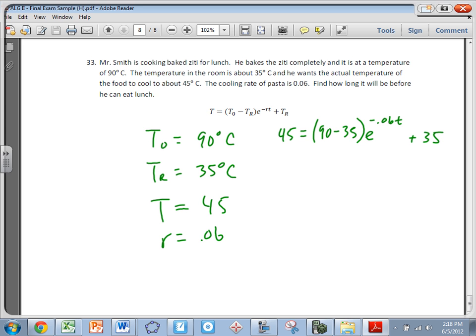This is called Newton's law of cooling. You will use this many, many times in any science and engineering background. You can also show where this law comes from in calculus, and you'll be able to do that when you take calculus. So here we have 45.